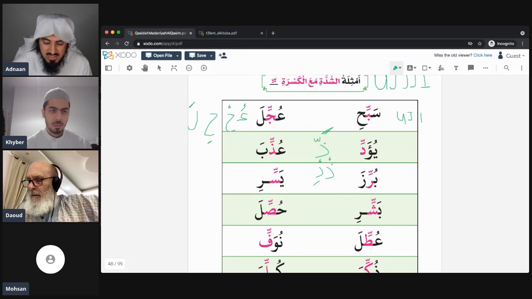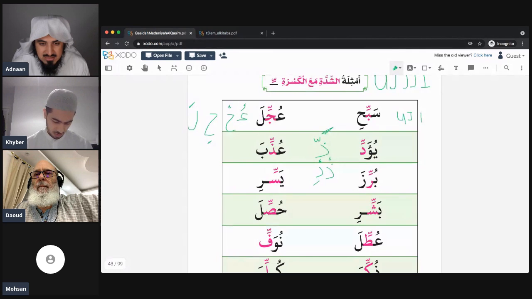Only worry about an empty mouth when there's a kasra. So if you're saying arri, you're saying sharri, not sharwi. Sharri, wa min sharri. You wouldn't say sharwi. You see, that's empty. Generally, where there's a kasra, it's empty. Other than that, just say a normal ra.